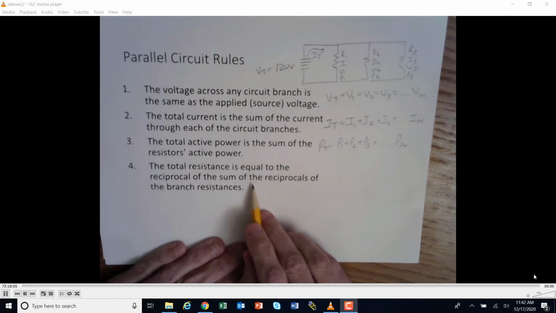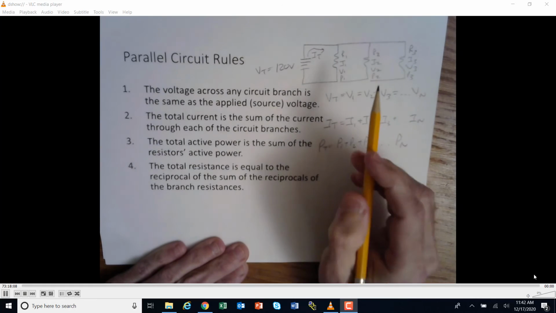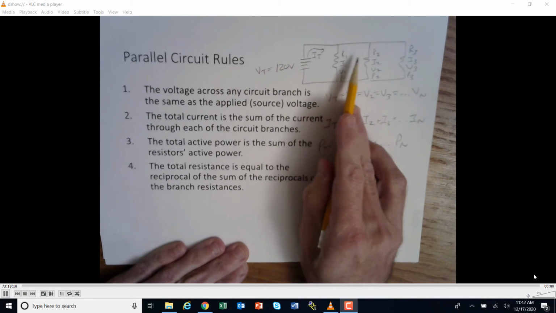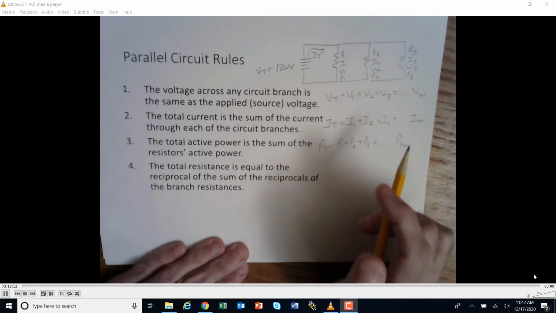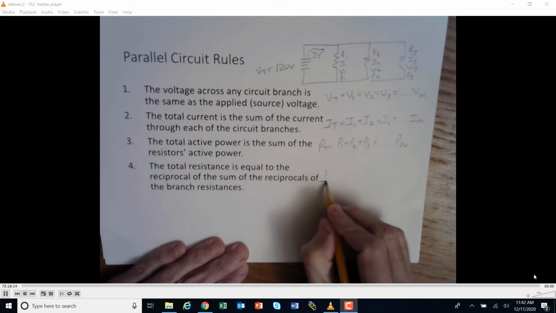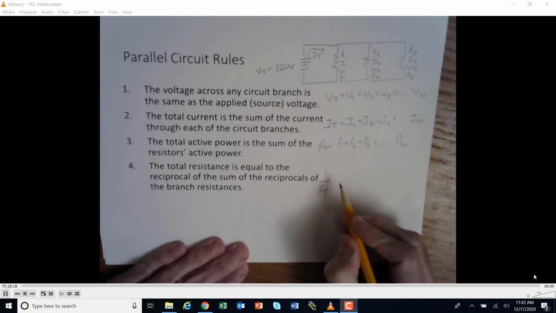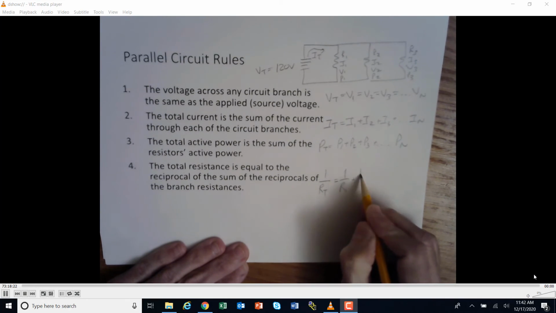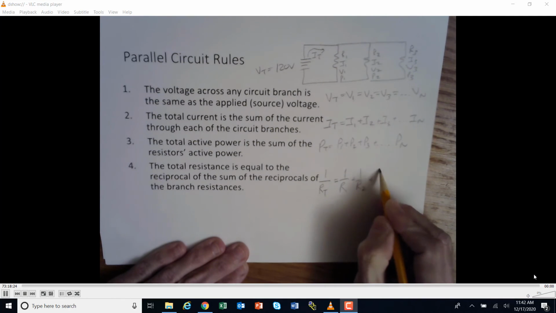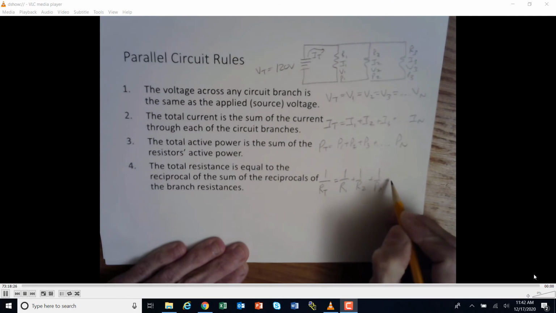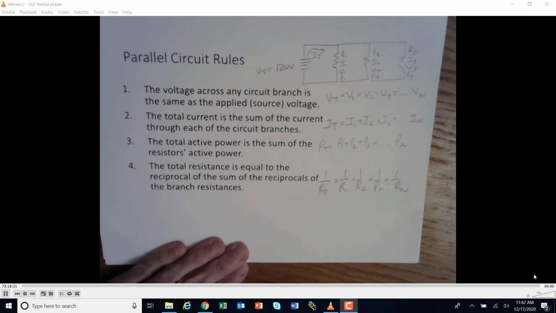The total resistance is equal to the reciprocal. So here, if we wanted to get the total resistance to simplify this, we would say 1 over RT, the reciprocal of the total resistance, is equal to 1 over R1 plus 1 over R2 plus 1 over R3 plus 1 over, all the way up to Rn, depending on the number of loads.